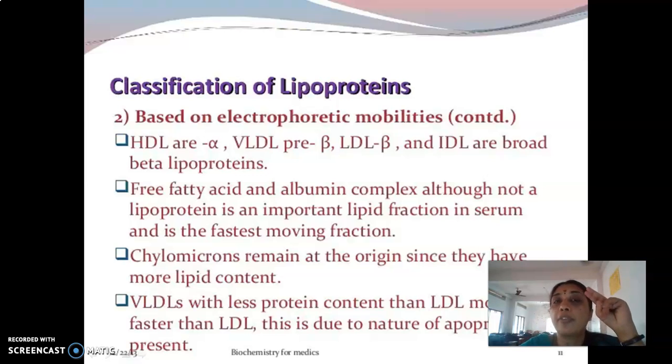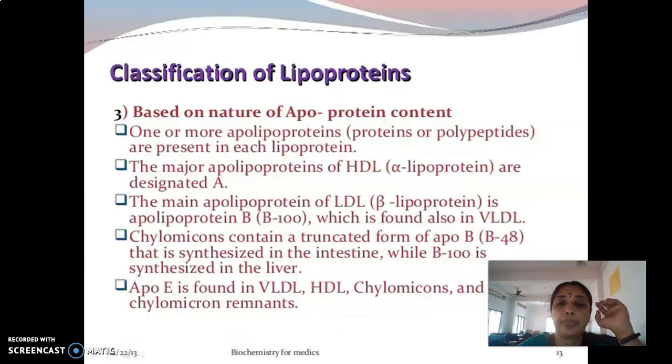Now, the second mode of separation is by electrophoresis. That is when a power is applied due to the potential difference, charged species start moving from the cathode to the anode, and as the protein content increases, what happens? The speed or the rate of mobility also increases, and hence HDL moves the fastest, followed by LDL, then IDL, then VLDL, and the least moving lipoprotein is the chylomicrons. Okay. Then there is classification based on the nature of the apoprotein content that we have already discussed.